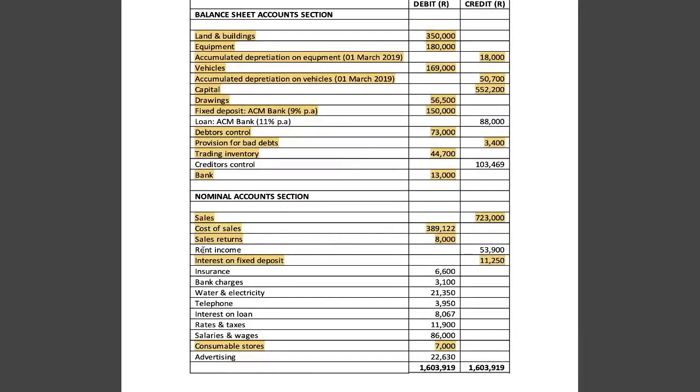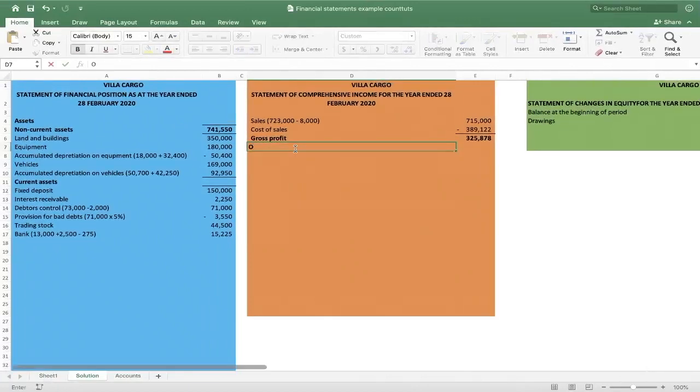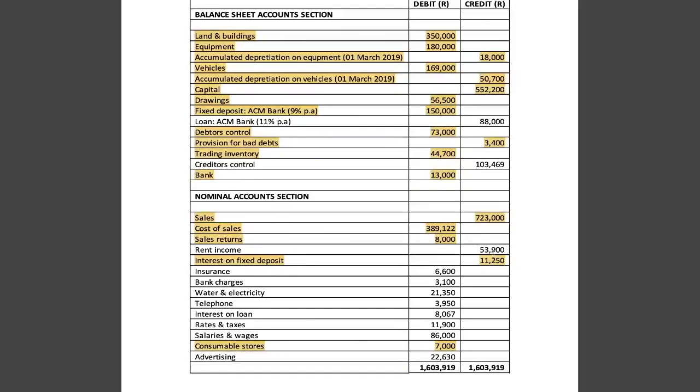We are told here that we have rent income, and it's 53,900 rand. Okay, so that's rent income. And what is rent income? Well, that is other income, and it will obviously form part of our income statement. So let me put the label here as other operating income. And then the first one there, as we saw, is the rent income. So I will put down rent income. And obviously, we are told that it's 53,900 rand.